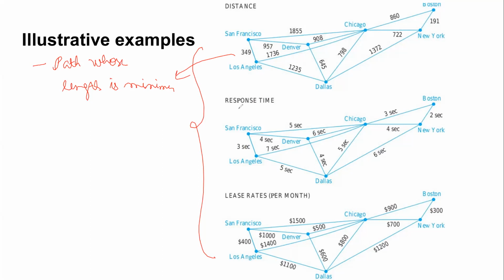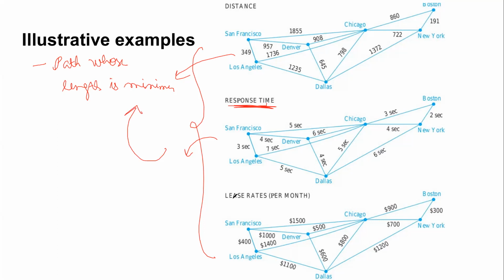Similarly, if I look at the response time between servers of different cities, what kind of question would I be asking in this? What is the route which gives me the least amount of response time? You can see again that boils down to finding a path whose length is minimum.